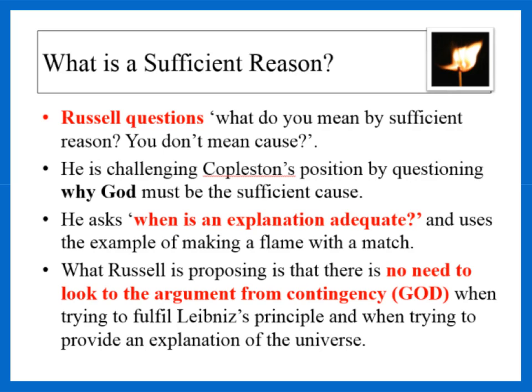And so Russell says, well, I think you're looking for something that can't be got. You will never be able to get a complete and total adequate explanation as to why something is the way it is. So therefore, you cannot use it as the starting point of an argument because it's not a reliable starting point. It's something that you can't ever get. You can't get a sufficient reason.